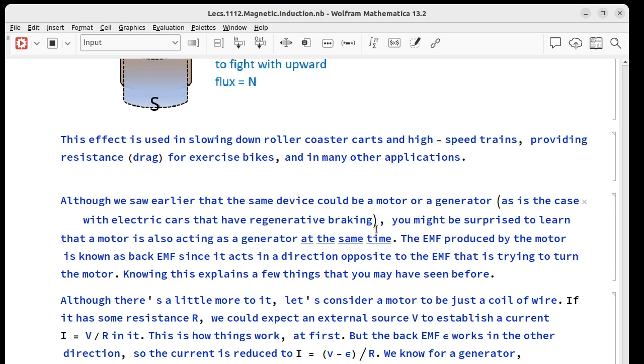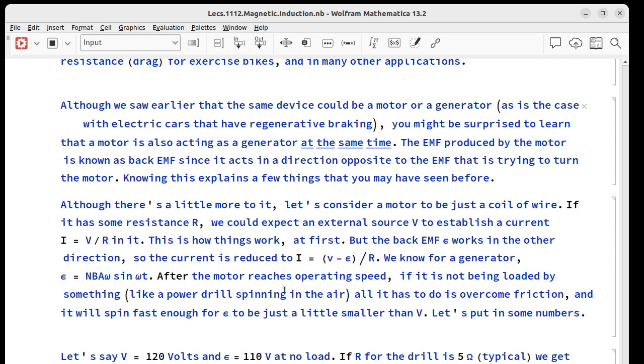The odd thing that people might not expect is not just that something could be a motor or a generator, but it can be both at the same time. So when you're using a motor, it's actually acting like a generator while you're using it as a motor. This EMF that the motor produces in use is called back EMF, since it works opposite to the direction that the applied EMF is trying to turn the motor. It fights the wall outlet. This explains a few effects you've probably seen before.